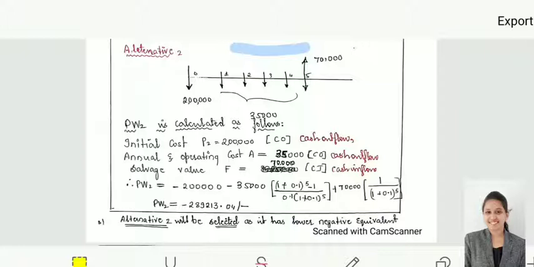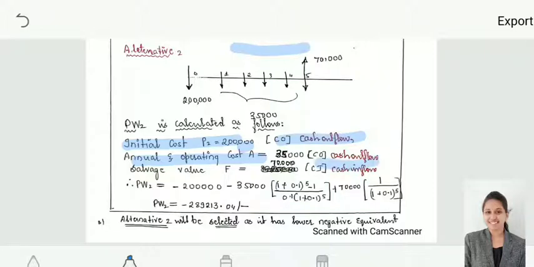Now in alternative 2, you are able to see the initial cost, that is the cash outflow, the annual operation and maintenance cost, which is a cash outflow, and the salvage value, that is the cash inflow, same as what we have done in the previous case. Thus present worth is equal to minus 2 lakh minus 35,000. You have just substituted both the factors, and the factors will remain the same, P by A I comma N and P by F I comma N for 10% and 5 years.